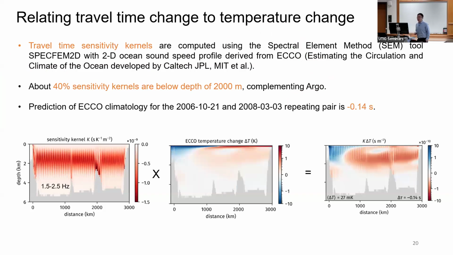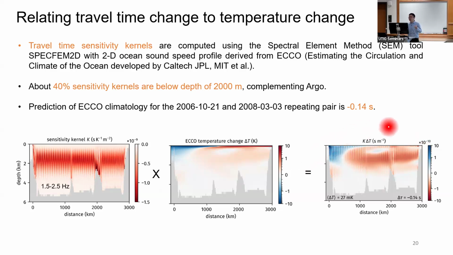And then let's look at this specific repeating earthquake pair we talked about in the previous slide. The middle figure here shows the ECCO temperature change along our T wave path. You can see at the top there's very strong temperature change, which makes sense. However, the T wave is not sensitive to that because the sensitivity kernels look like this. What the T wave really feels is the product of sensitivity kernels and the ocean temperature change, which is plotted in the right figure here. So this is the measurement the T wave can give us.